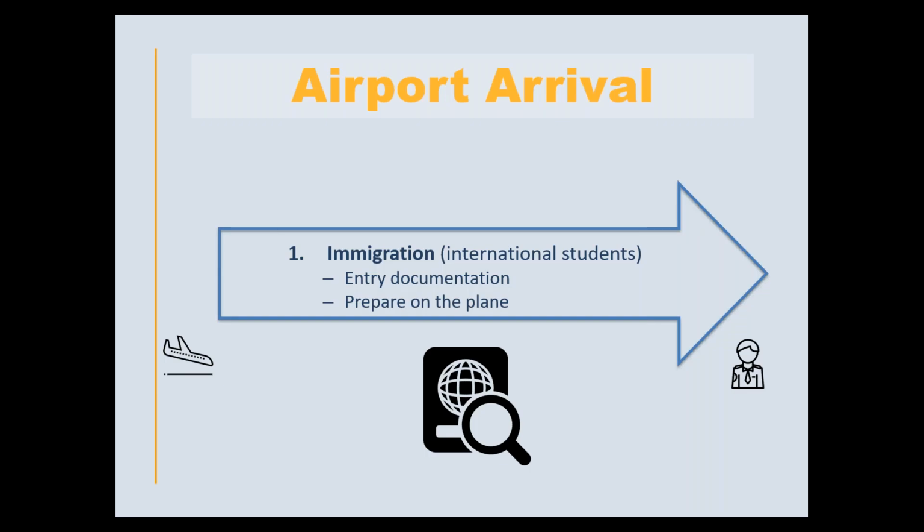What will be expected at airport arrival? This is just for international students only. As you have to enter the US territory, you are required to go through immigration. Make sure to prepare the entry documents such as passport, visa, and sometimes you are asked to provide a housing address in the US.